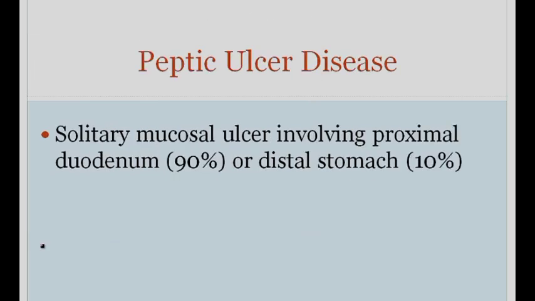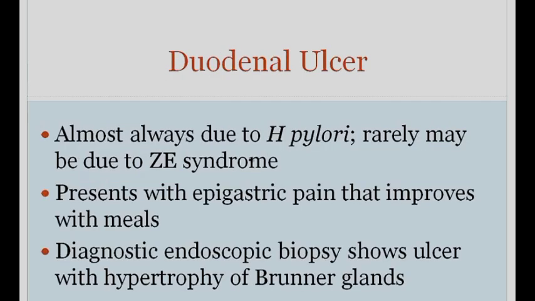The next discussion is peptic ulcer disease. And in peptic ulcer disease, the idea here is that you get a solitary ulcer of the mucosa that either involves the proximal duodenum, 90% of the time it's in the proximal duodenum, or in the distal stomach. Now, when you get a duodenal ulcer, it's almost always due to H. pylori. That is the number one way by which duodenal ulcers can form.